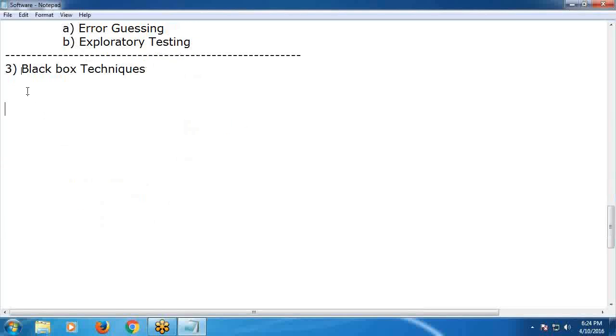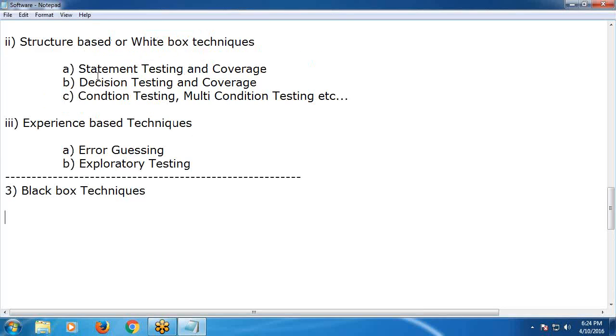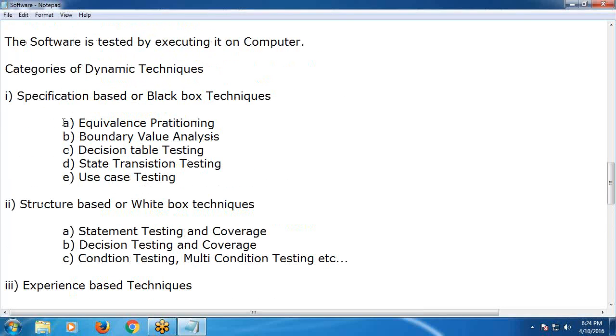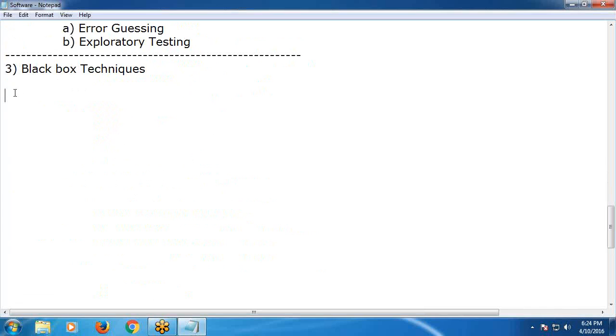Let's come to black box techniques. First one, equivalence partitioning. Another name is equivalent classes.